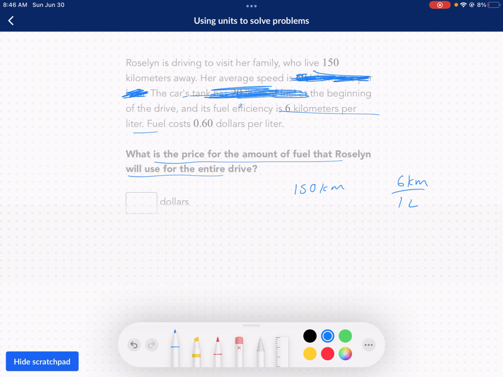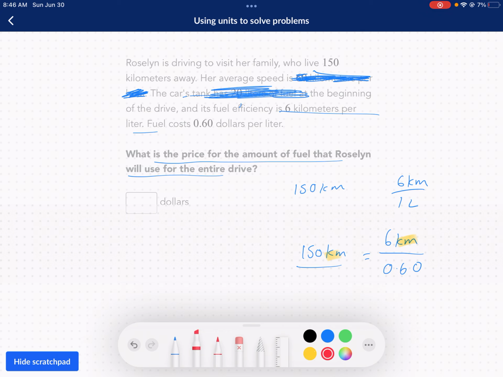Now, since we're only worried about the price for the amount of fuel, then we should probably just convert this liters into dollars. Fuel costs 60 cents per liter. So to go 6 kilometers, we spend 60 cents. And then we're going to go a total distance of 150 kilometers. So you can see here I'm trying to set something up. I put kilometers on top and kilometers on top. These need to be equal, right?